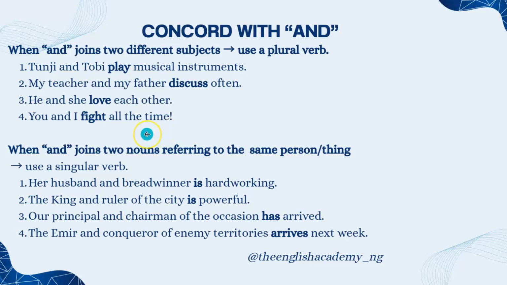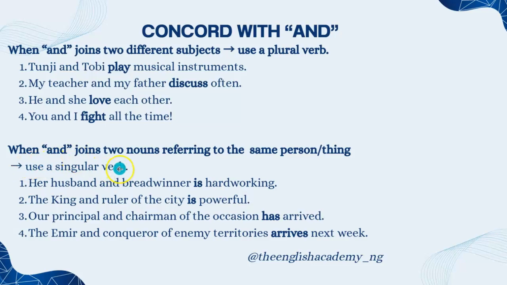You can check my lesson on pronoun. You will get a better understanding of why it is you and I and not you and me. Because here we need a subjective pronoun, not an objective pronoun. That's why it cannot be me. That's why it is I.